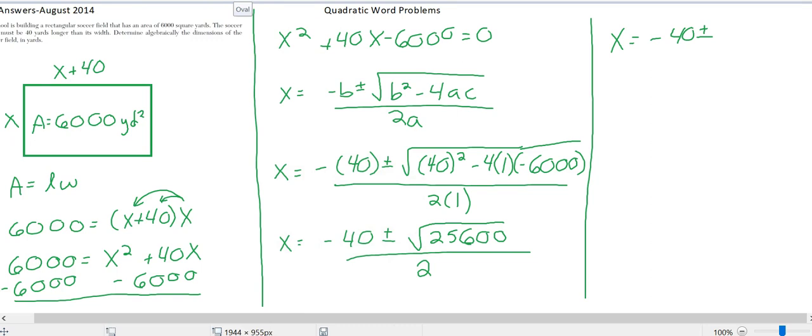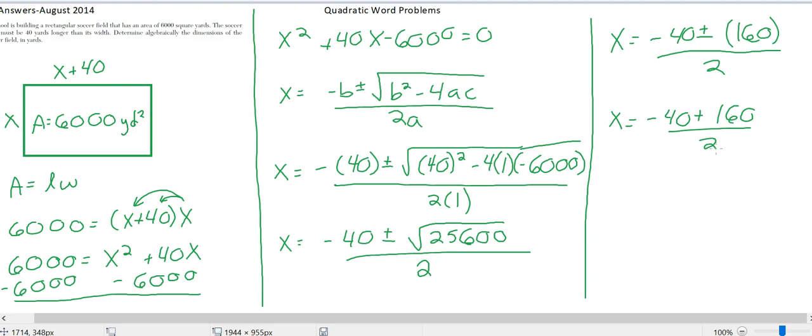So we have negative 40 plus or minus 160 over 2. So let's set this up into two separate problems. We have x is equal to negative 40 plus 160 over 2. And we also have x is equal to negative 40 minus 160 over 2. Negative 40 plus 160 is 120. 120 over 2 is 60. Negative 40 minus 160 is negative 200. Negative 200 over 2 is negative 100.